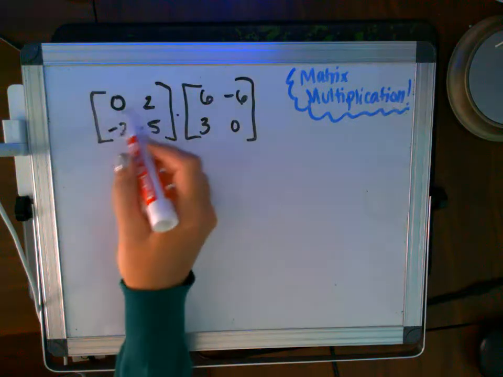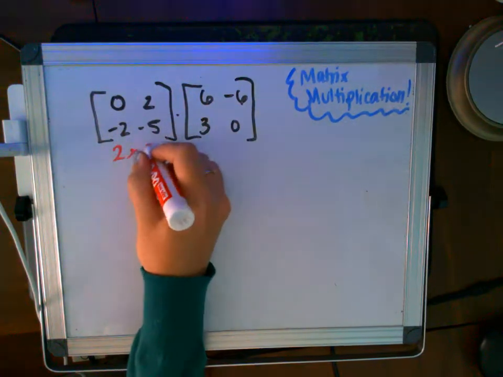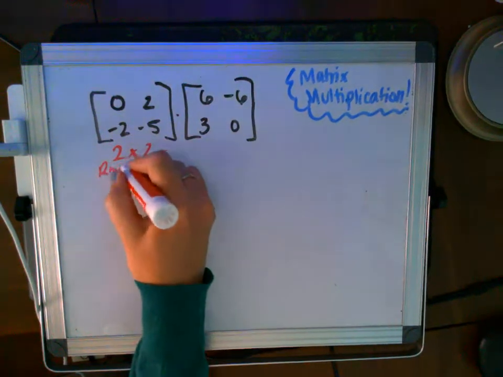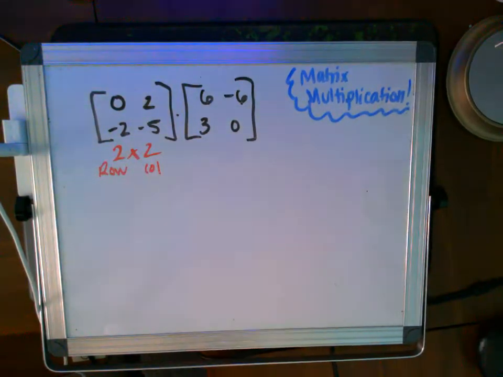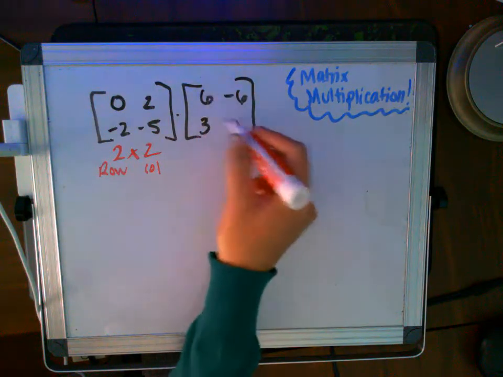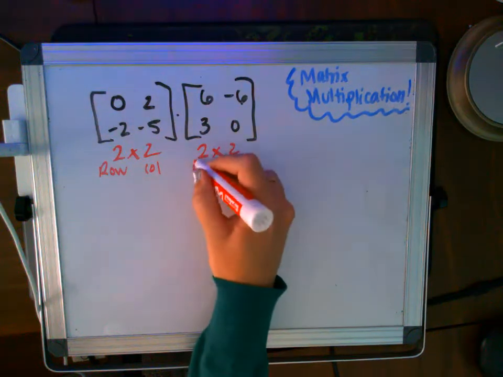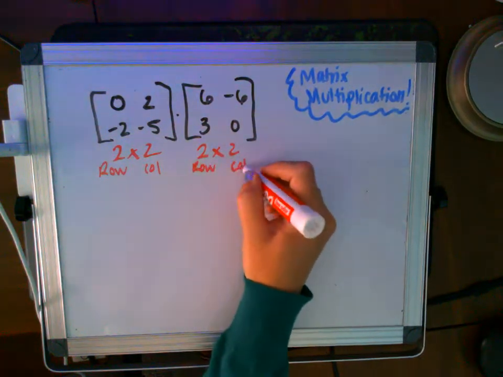Dimensions are always going to be rows by columns. So this first one has 2 rows and 2 columns, so we call that a 2 by 2. Again, this is row, column. The next one is also the same size, 2 rows, 2 columns, so it's also a 2 by 2. Again, row is first, column is second.